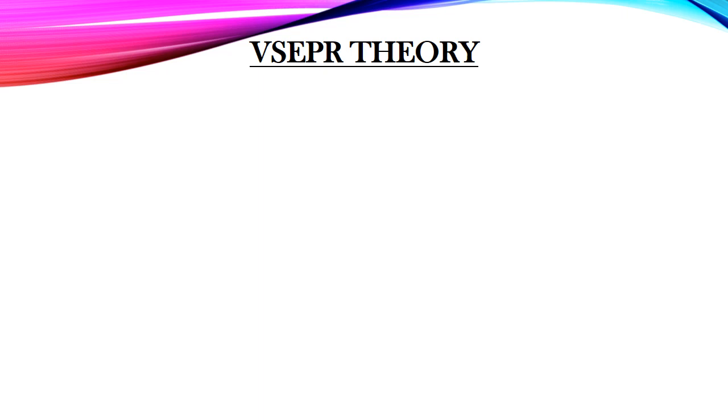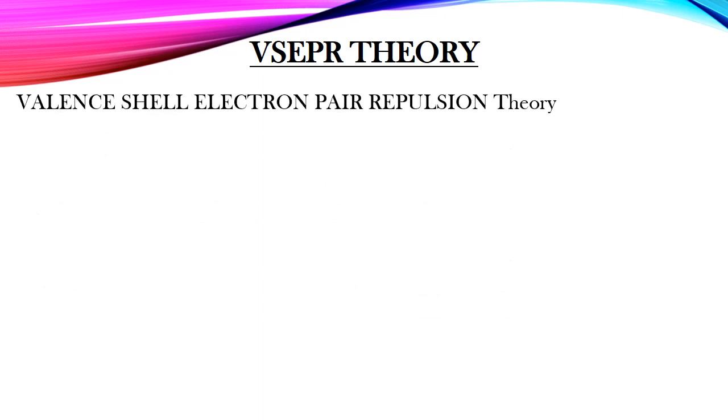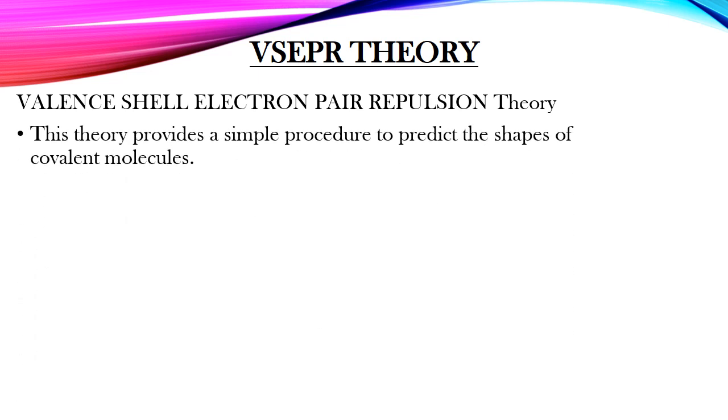Today, we will learn about VSEPR theory. VSEPR is the abbreviation for valence shell electron pair repulsion. This theory provides a simple procedure to predict the shapes of covalent molecules.